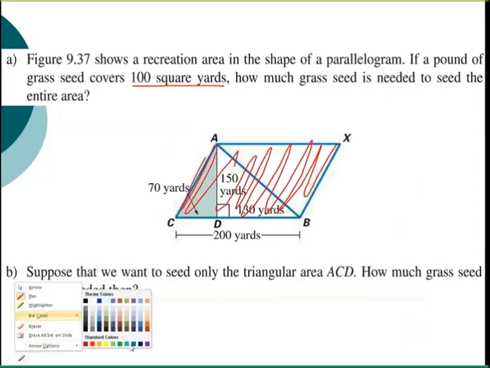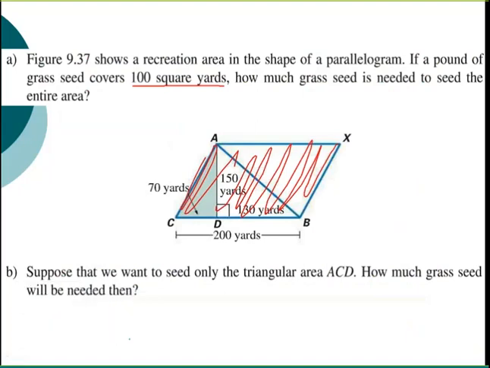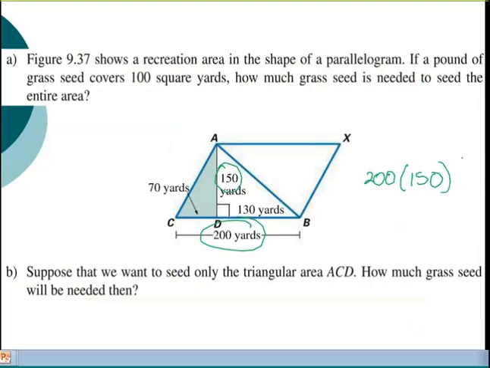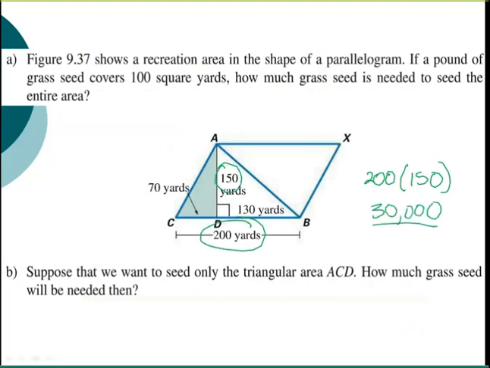That's where area comes into play, because on the backside of grass seed they show how much area it will cover. So we go back to our other formula: all I have to do is find my base and multiply it by my height, which is 150. So I get 200 times 150, and that gives me 30,000 square feet that I need to cover with grass seed.